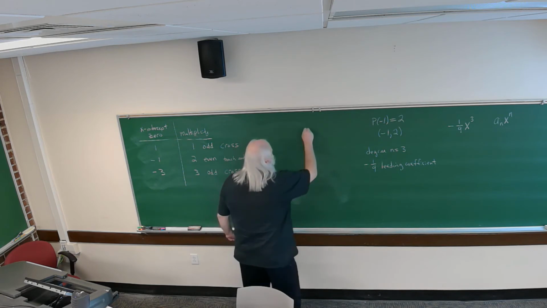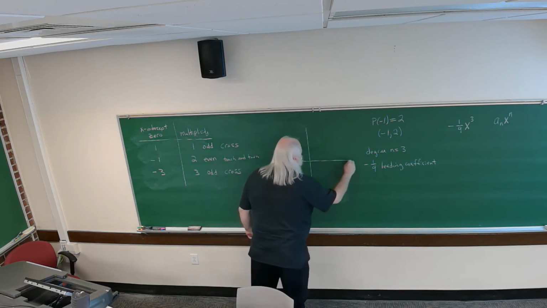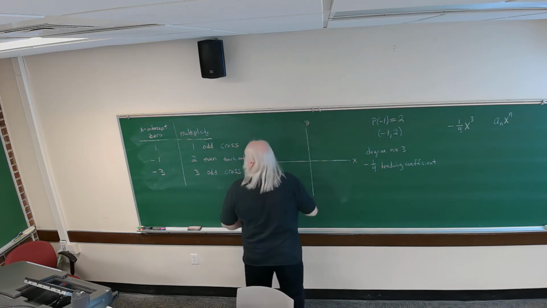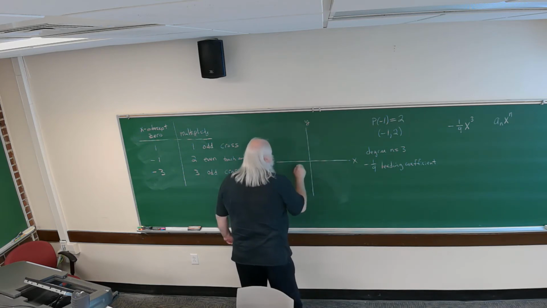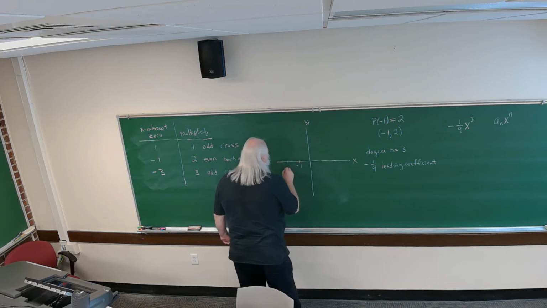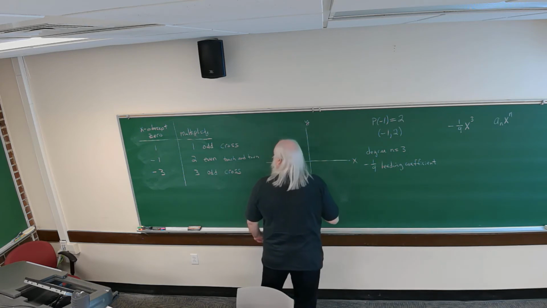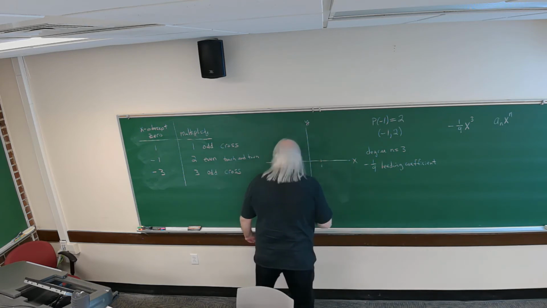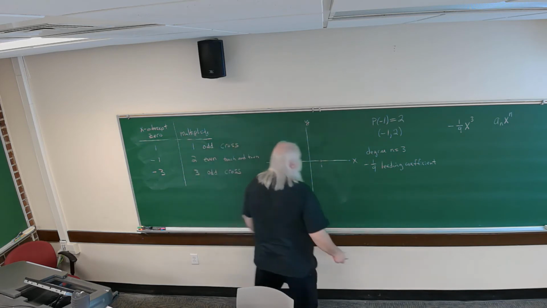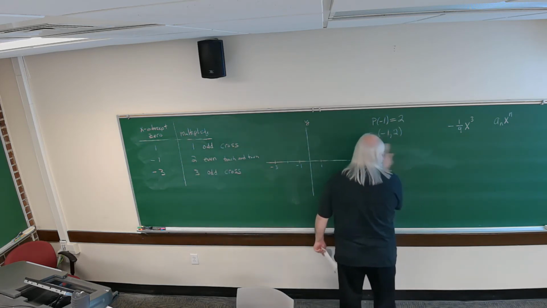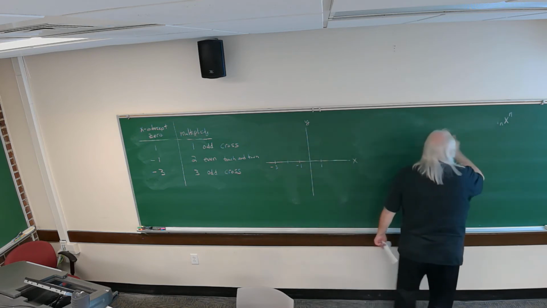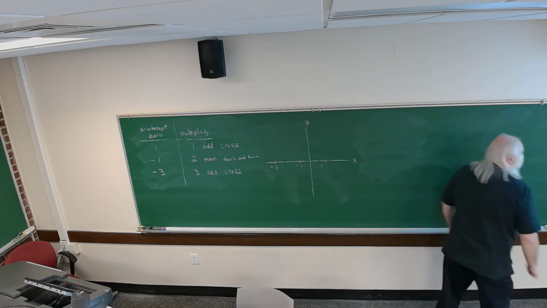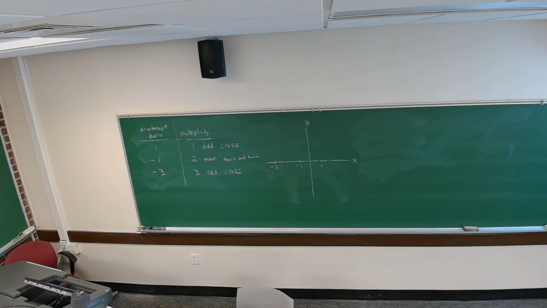So let's draw a coordinate plane. And we've got zeros at minus 1, minus 3, and plus 1. All right. We need one other piece of information, the end behavior. And that's given to us right here. It says P of x goes to minus infinity as x goes to plus infinity, right?